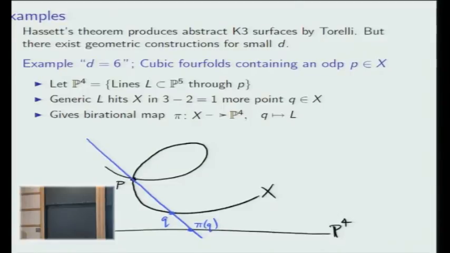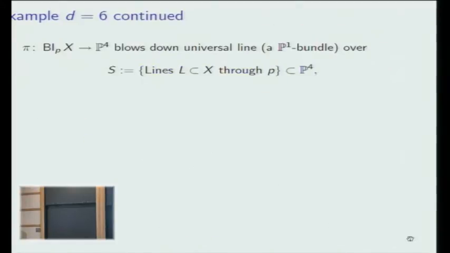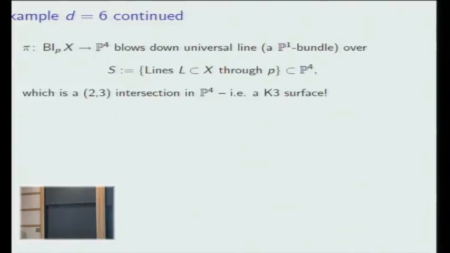Okay. So this gives an isomorphism from the blow-up of X in the ordinary double point to P4. Sorry, it gives you a morphism. And what does that morphism do? It's generically an isomorphism, but over a K3 surface in P4, it's a P1 bundle. So this K3 surface here is the set of lines that actually lie in the cubic fourfold. So rather than just taking lines in P5, there are the special lines through the ordinary double point, which actually lie entirely in the cubic fourfold. That turns out to be a 2-3 intersection in P4, so it's a K3 surface.